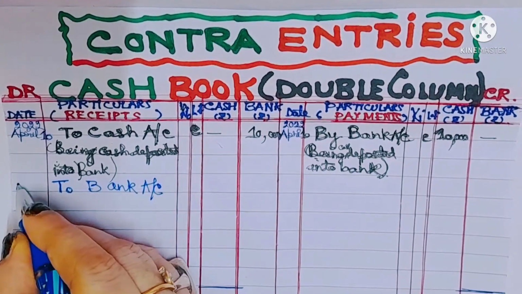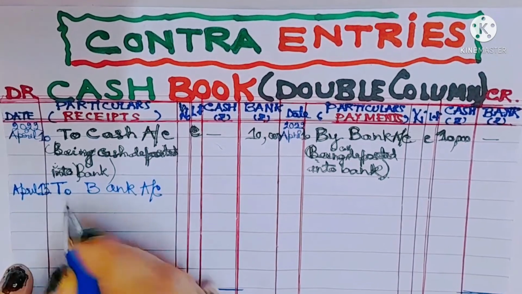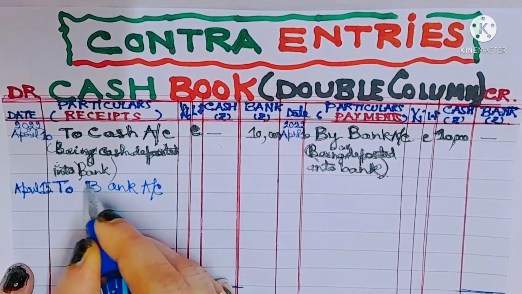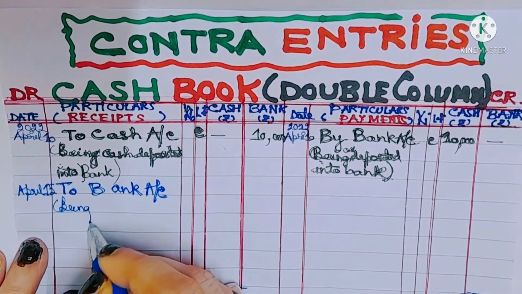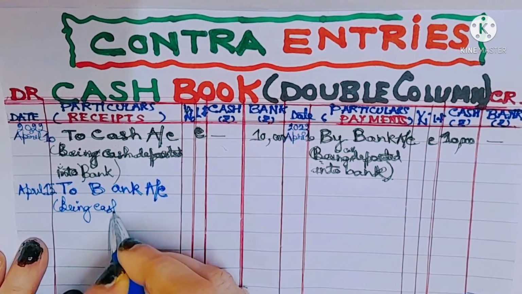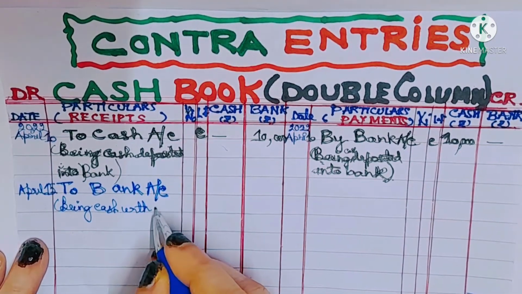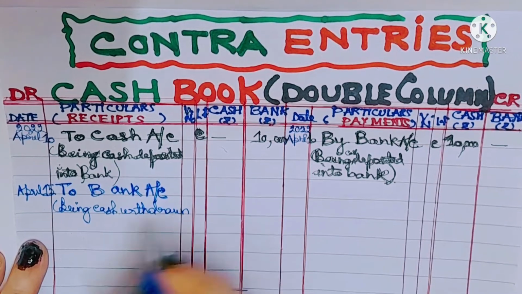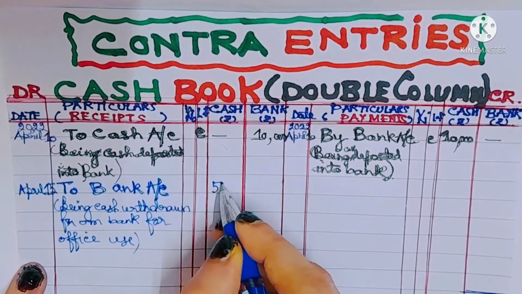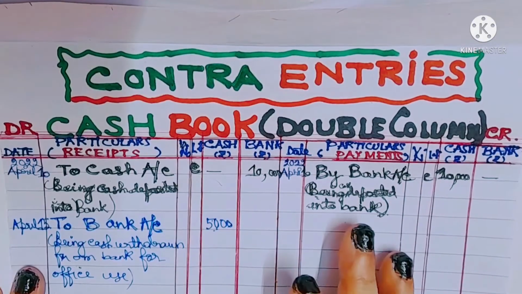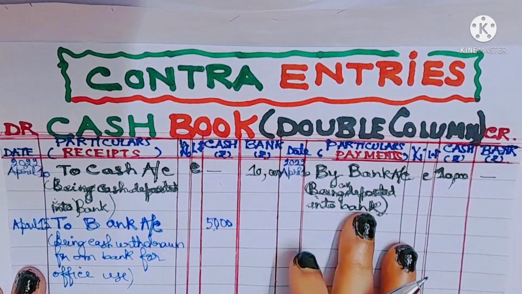Date is 15th April. So on 15th April, to bank account, being cash withdrawn from bank for office use. How much? 5,000. We saw this from the position of cash account. Now we'll have to see from the position of bank account.